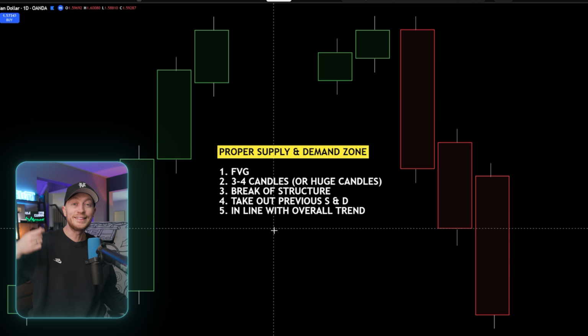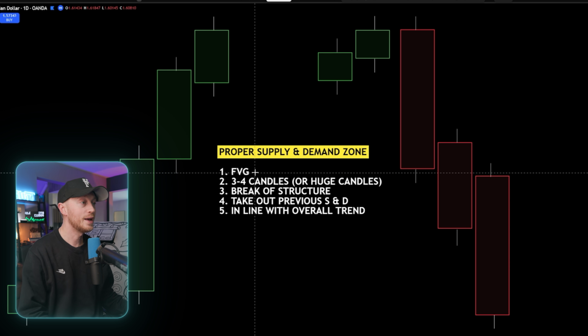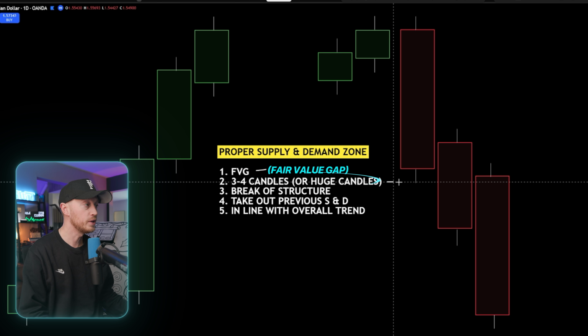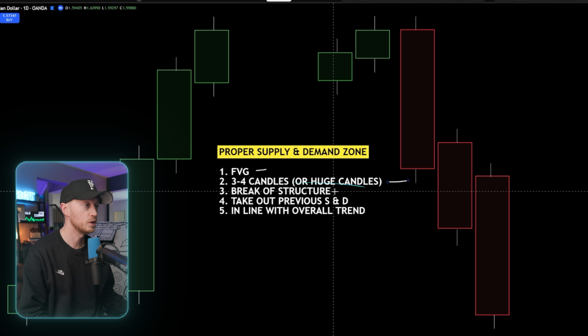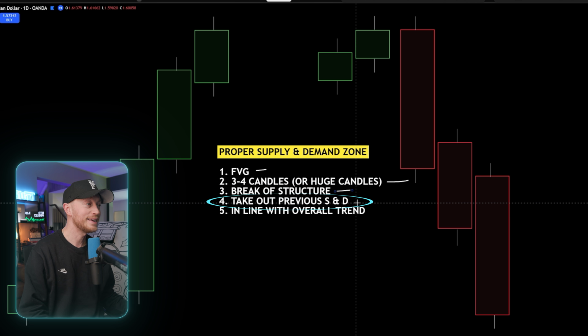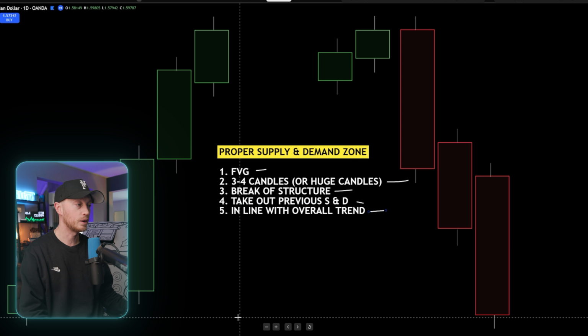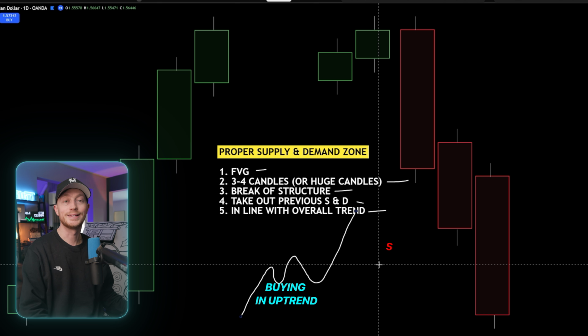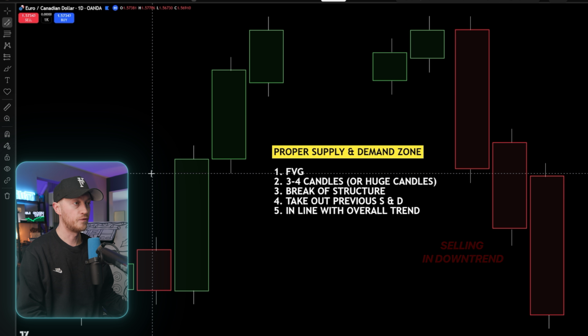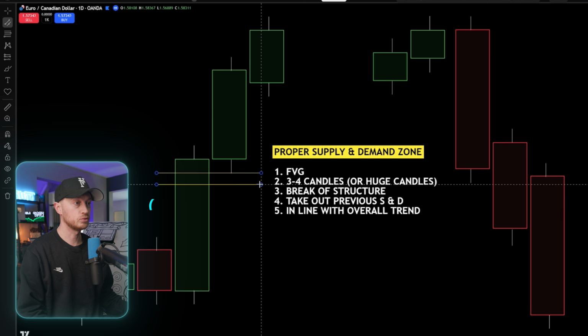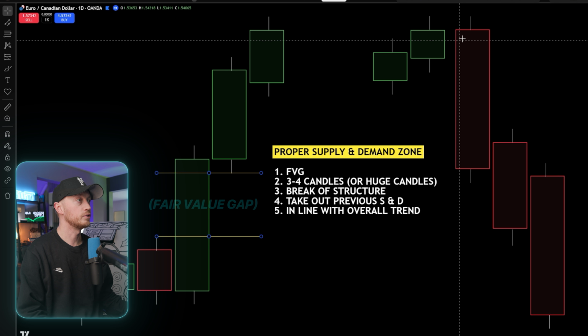But in order to get the best zones, I also want to have fair value gaps, 3 to 4 candles or huge candles. I want to see a break of structure. I want to see price take out previous supply and demand, and I want to be in line with the overall trend. I want to be buying in uptrends and selling in downtrends. So a fair value gap is this right here. You can see there's a fair value gap right there.